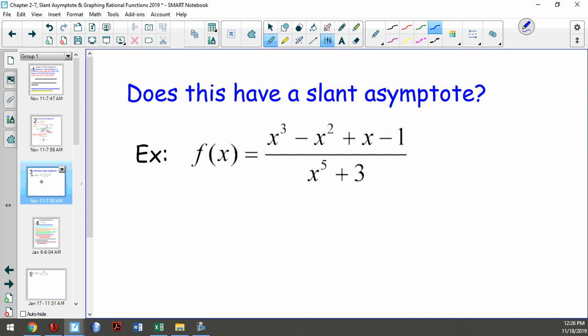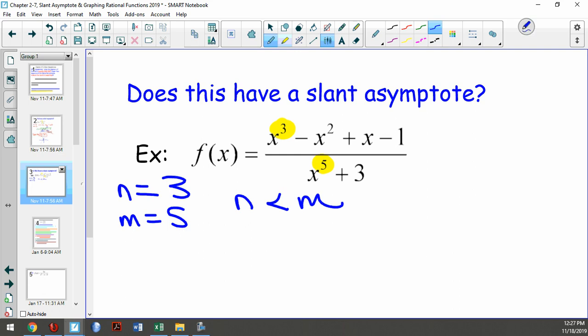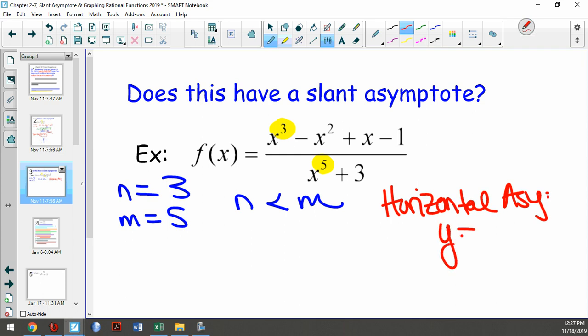Next, does this have a slant asymptote? Well, you're going to immediately say the degree of the numerator is 3. The degree of the denominator is going to be 5, which means n is less than m. And according to our rules that we learned on Friday, when n is less than m, this means that you have a horizontal asymptote at y is equal to 0. Do we all understand that?